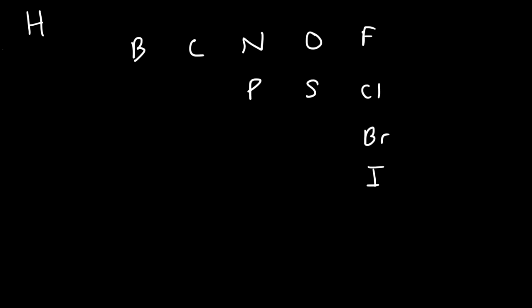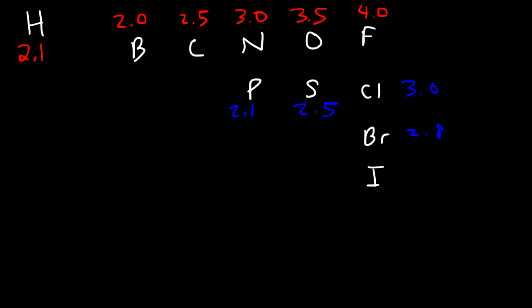Hydrogen has an electronegativity value of 2.1. For boron, it's 2.0, carbon is 2.5, and then 3.0, 3.5. Fluorine's the highest, it's 4.0. Phosphorus, it's 2.1, the same as hydrogen. Sulfur is 2.5, chlorine is 3.0, bromine is 2.8, iodine is 2.5. So keep these values in mind. So here's a question for you. What is the oxidation state of oxygen and fluorine in oxygen difluoride?